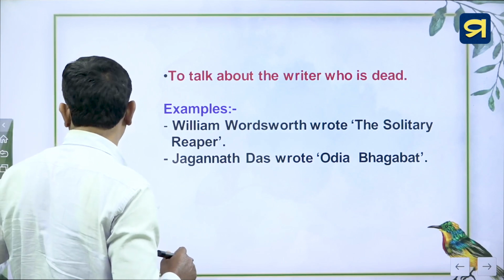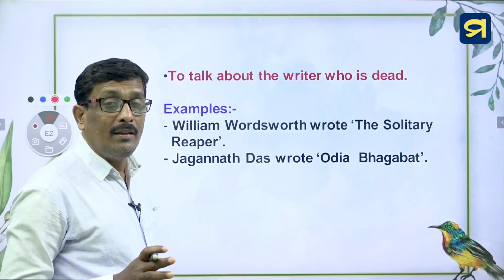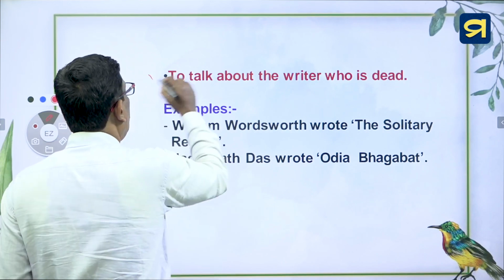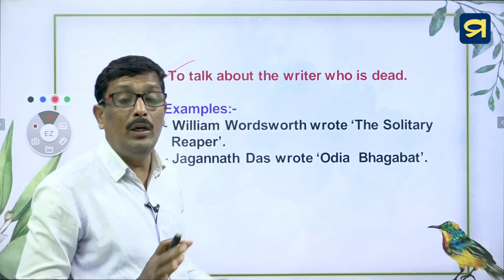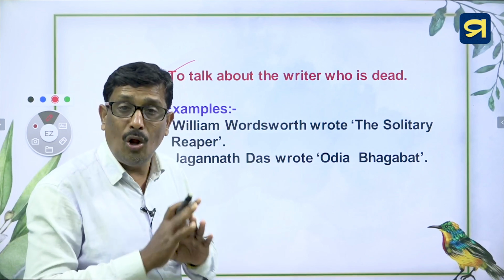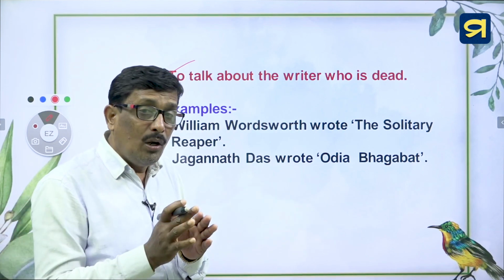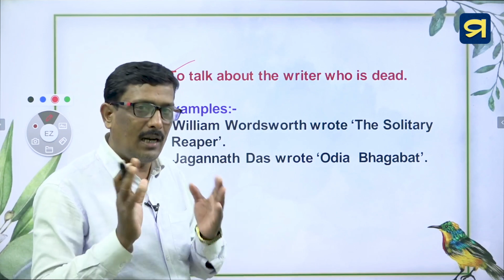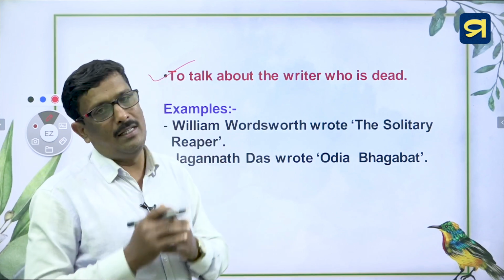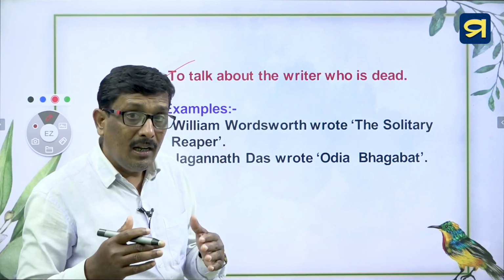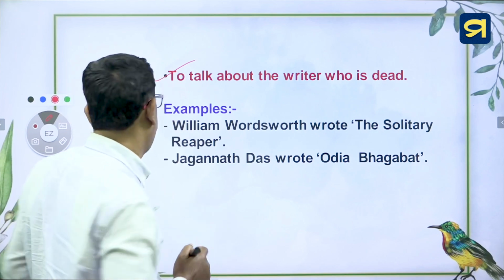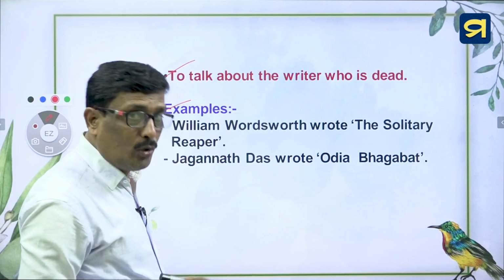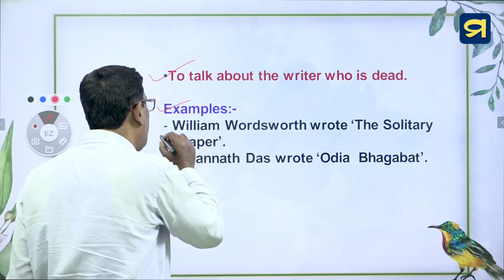The third rule for using simple past tense: to talk about the writer who is dead, who is not alive. For the writer who is alive, we have already discussed in our last class that present perfect tense is used. But for the writer who is dead, we have to use simple past tense. How? You see, William Wordsworth wrote the poem The Solitary Reaper.